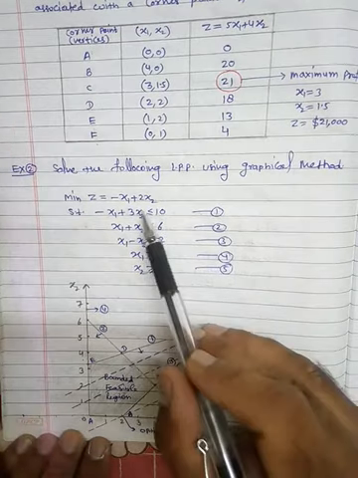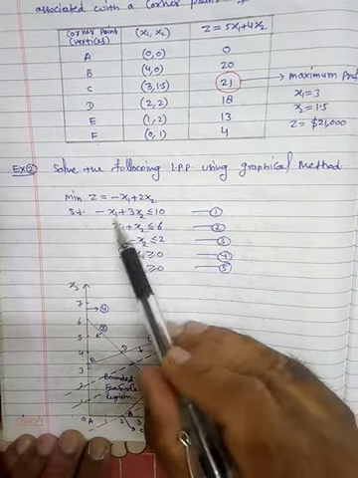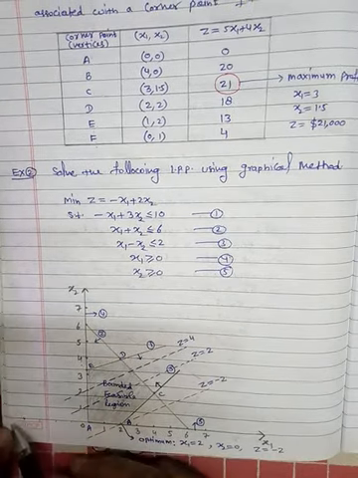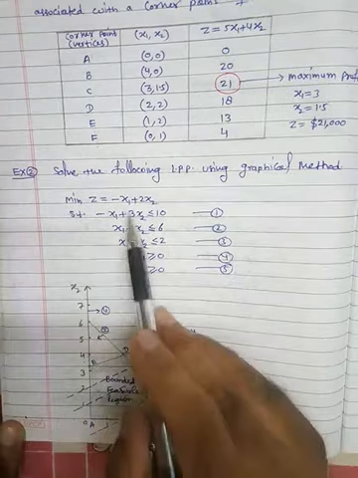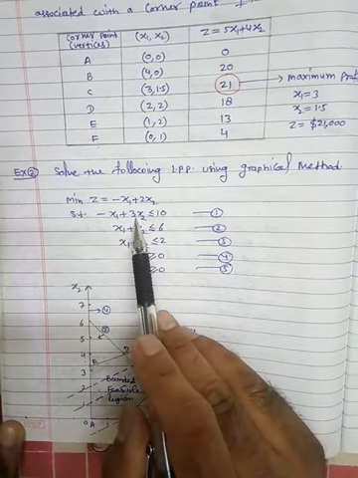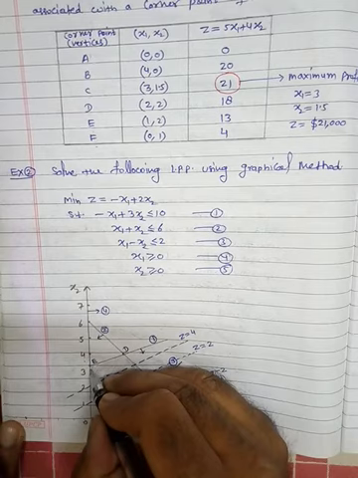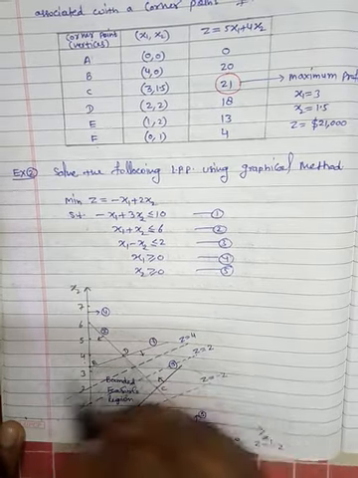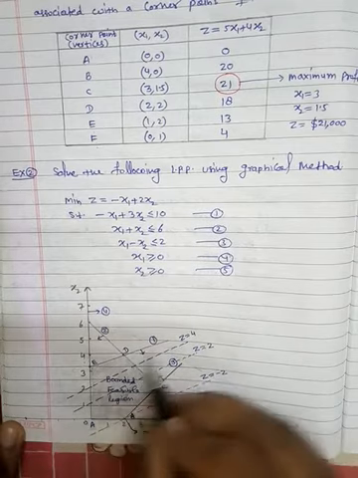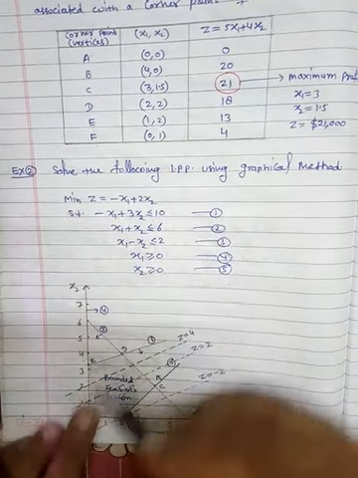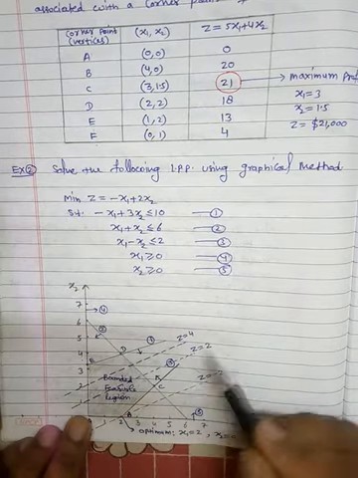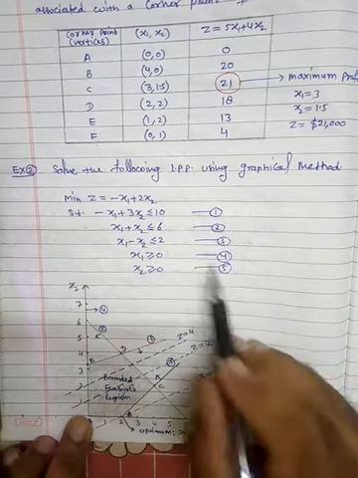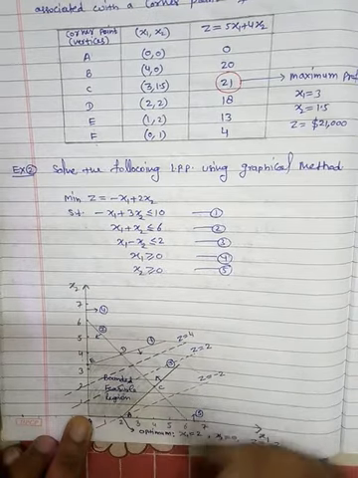So in the first constraint put x2 to 0, so x1 will be minus 10. So somewhere here we have minus 10. Then put x1 to 0, x2 will be 10 by 3, 3.3. 3.3 will be somewhere around this point. So now join these points, and we get the first constraint. Since it is less than type, this will be the region. And due to constraints 4 and 5, we will consider only the positive axis.